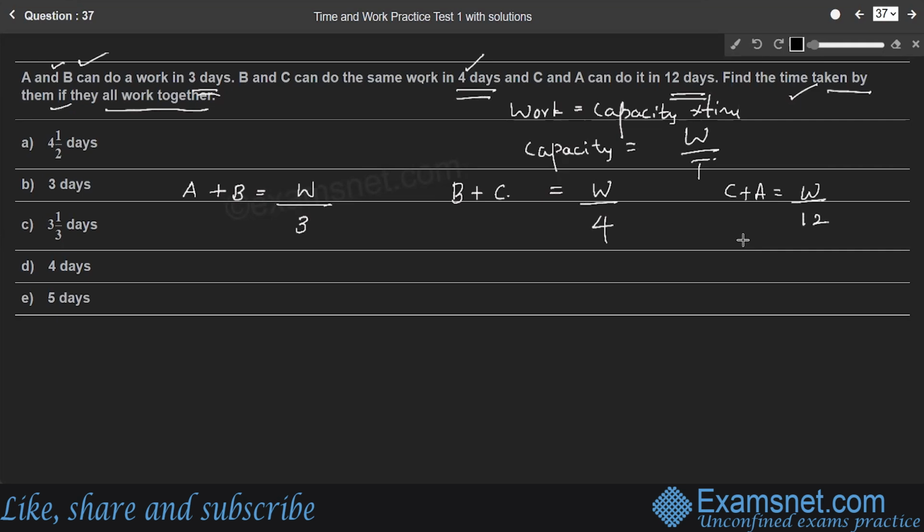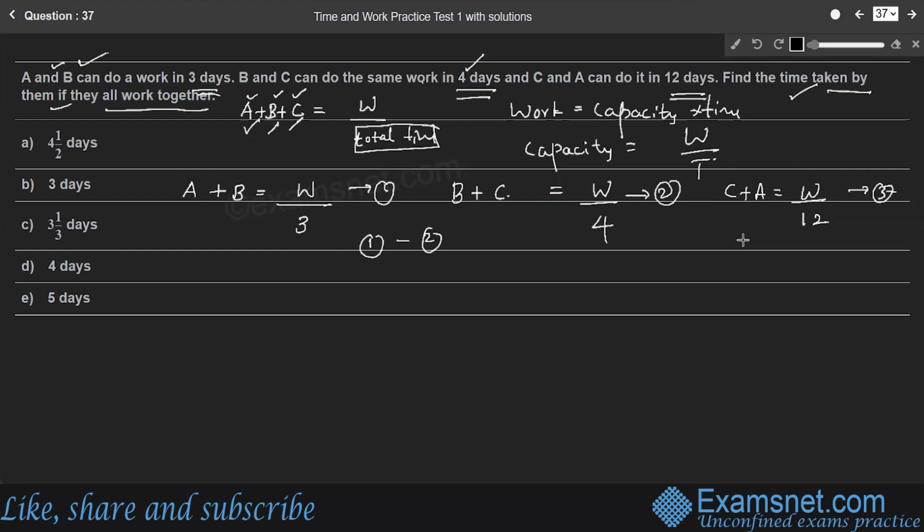So we need to find the time taken by them if they all work together. If they all work together, A plus B plus C, their 1 day work, if they start working together, the sum of their capacity becomes their 1 day work. So it becomes W by total time, and we need to find this total time. For this, we need their individual capacity. So by considering these relations as equations 1, 2, and 3, we'll consider equation 1 minus equation 2, so that we can delete B here.